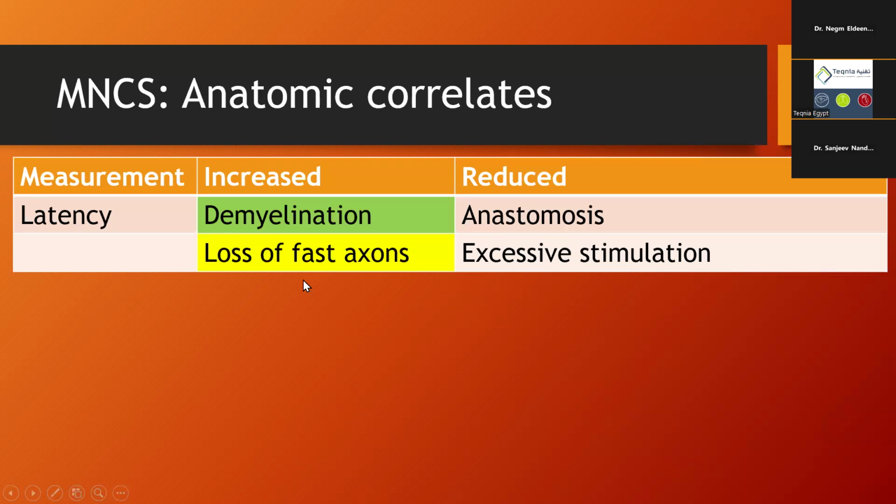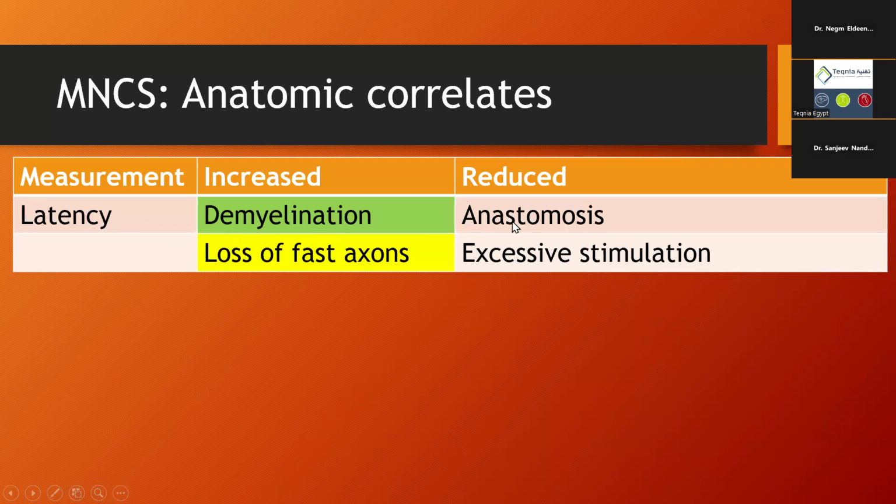You can also get increased latency because of loss of fast axons. So this can happen in motor neuron disease. You are losing a lot of axons. Now you are left with slow conducting axons. They are normal. There is nothing wrong with their myelination. It's just that they conduct very slowly, and therefore the latency can be increased. This is usually associated with low amplitude. In motor neuron disease, you do not see this with normal CMAP or normal strength.